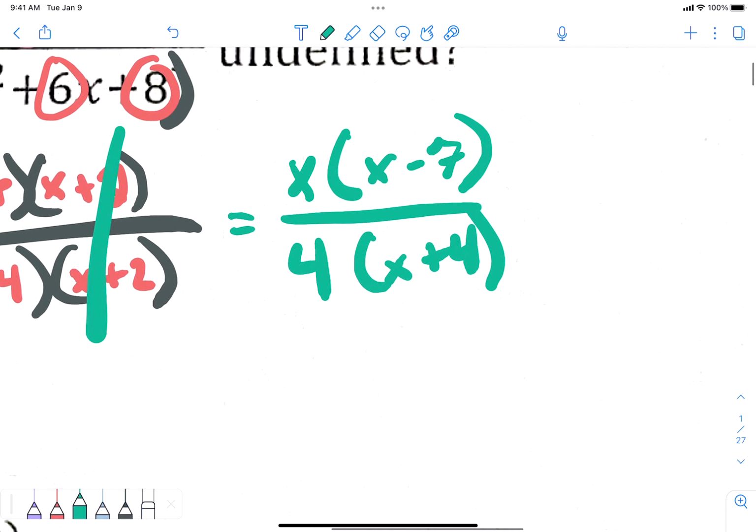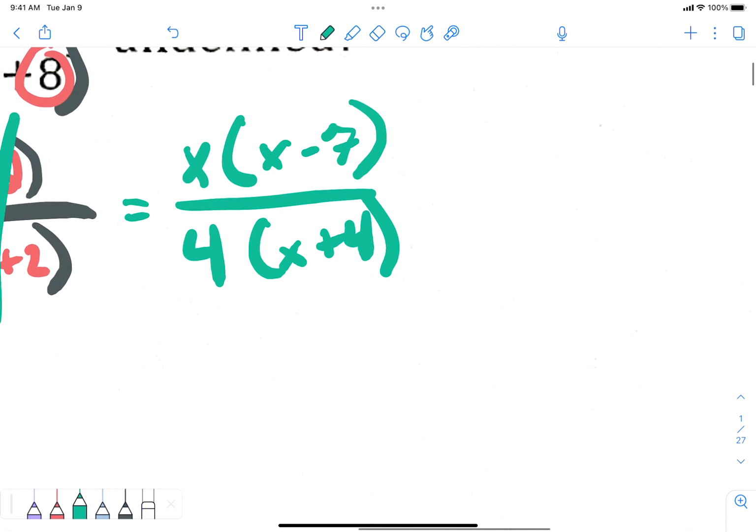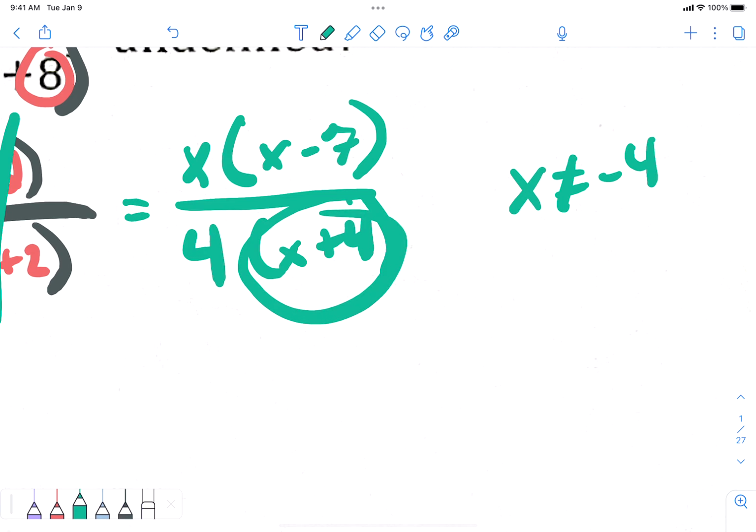Then, what can x not be? Negative 4, right? If you set this guy equal to 0, that's what he can't be. What about 7? Can x be 7? That doesn't matter, because 0 can be on the top.